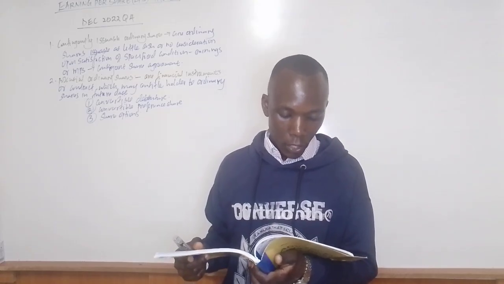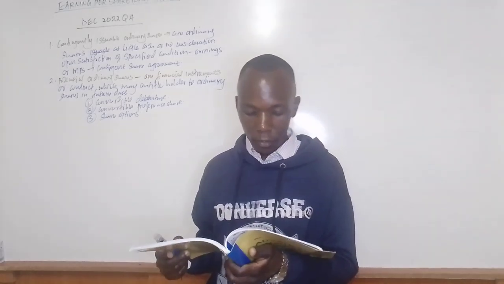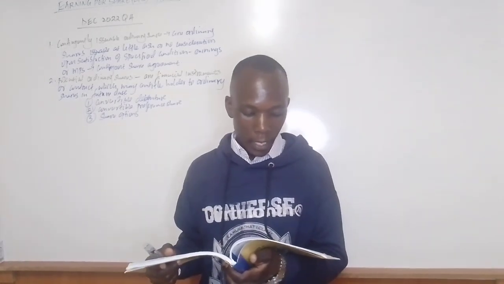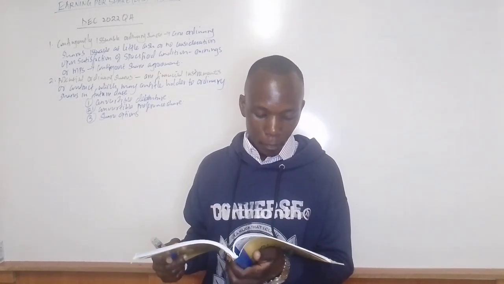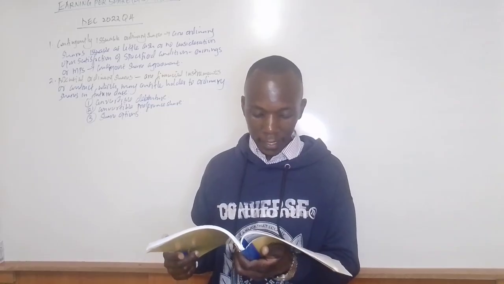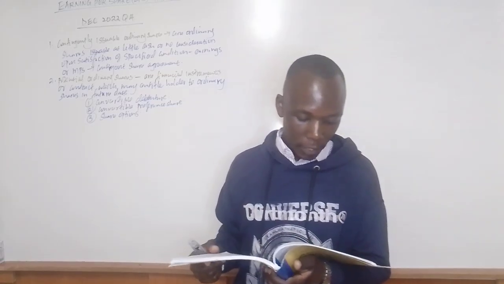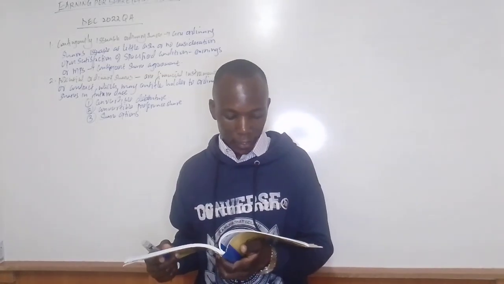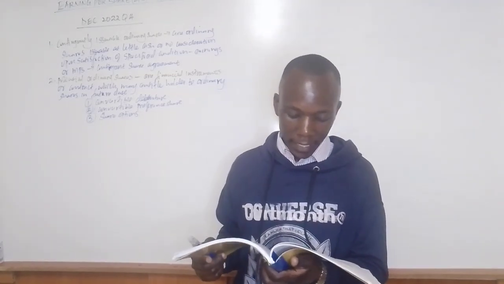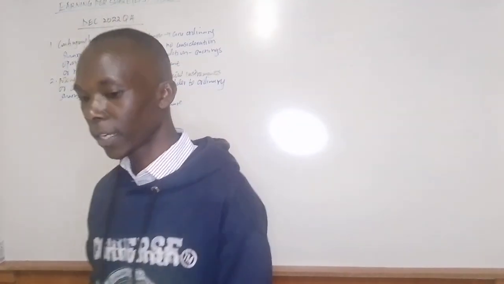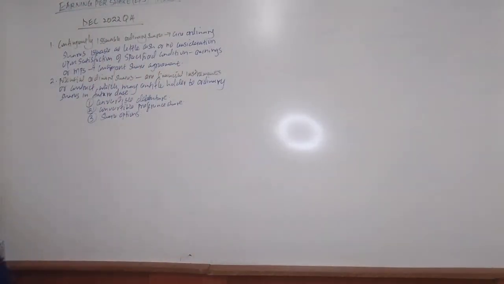And number 6, the company declared and paid dividend on both classes of the equity shares. Required: number 1, the basic earnings per share for the year ended 30th September 2021 and 30th September 2022. Then number 2, diluted earnings per share for the year ended 30th September 2022. So those are the requirements by the examiner.